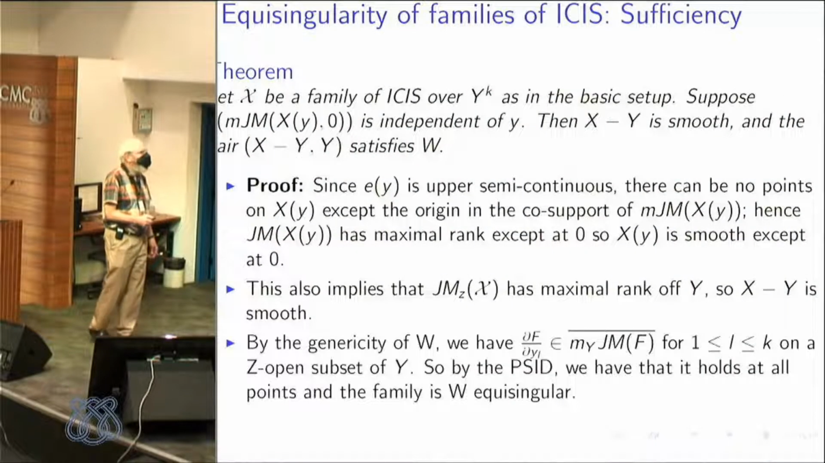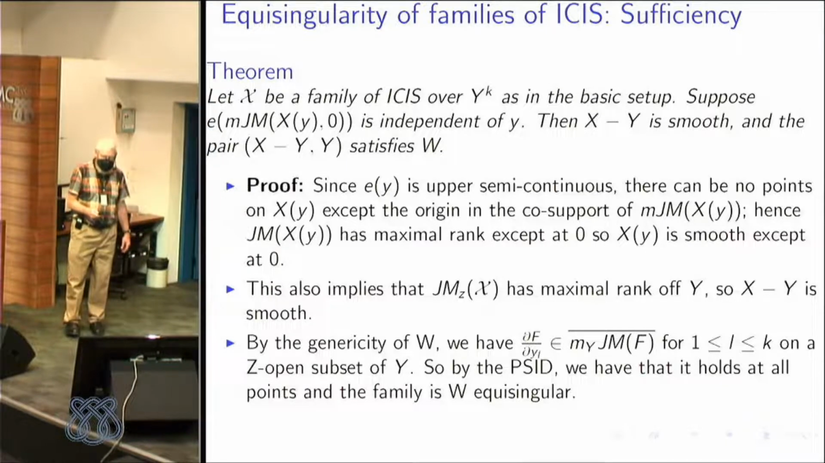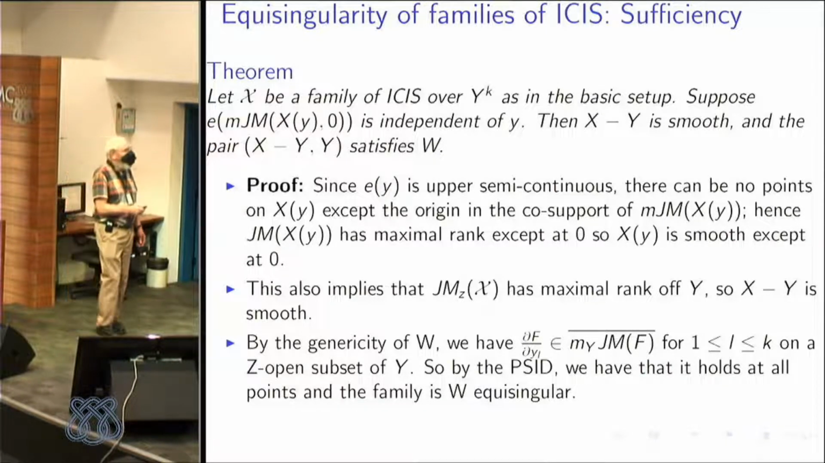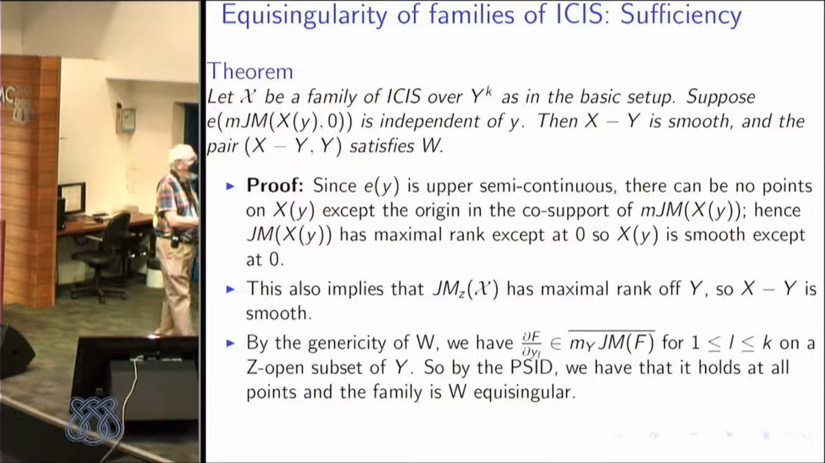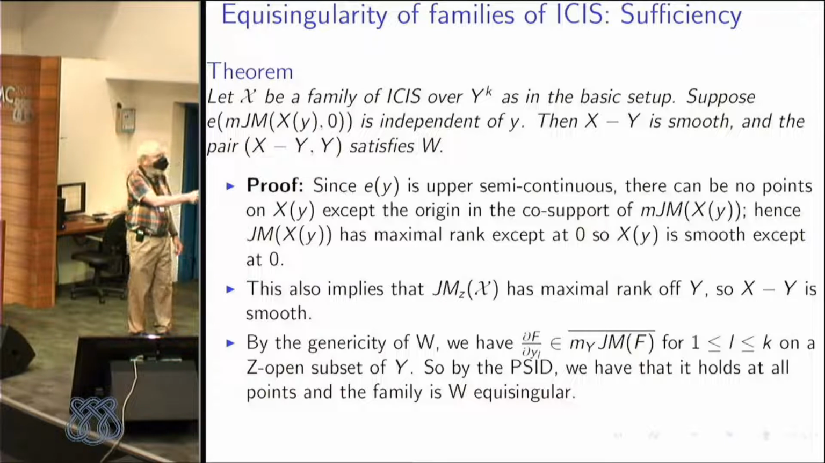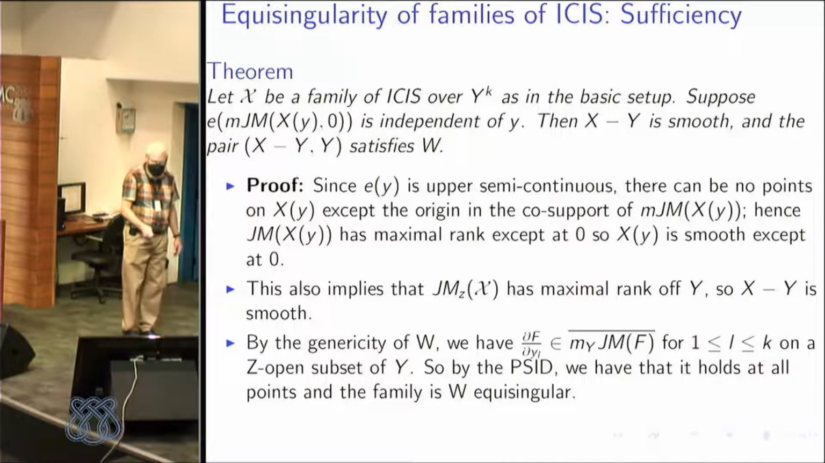Okay. Because W is generic, we already know that the partial with respect to yl is contained in the integral closure of the maximal ideal times the Jacobian module, for a Zariski open set. W only fails on a Zariski closed set. So now we apply the specialization principle and we have it hold at all points, and the family is W equisingular.